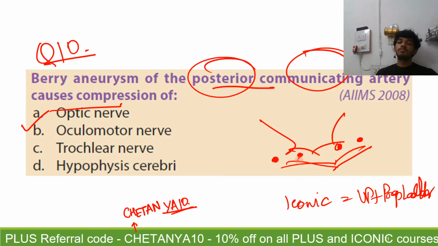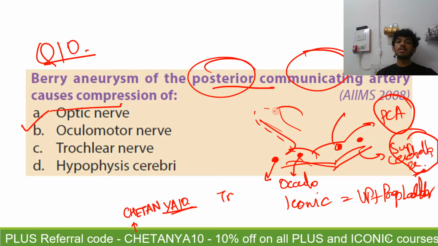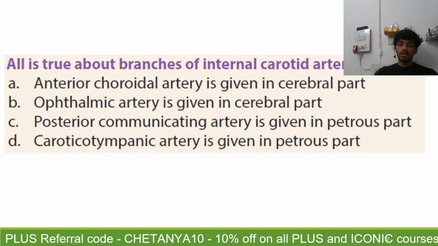Okay. So this is the oculomotor nerve. This is the trochlear nerve, and they are present between the posterior cerebral arteries and the superior cerebellar arteries, right? So that is why, since the posterior communicating artery is very closely related to the oculomotor nerve, dilatations of the posterior cerebral, superior cerebellar arteries, and the posterior communicating arteries can cause the compression of the oculomotor. Right? Answer is B.